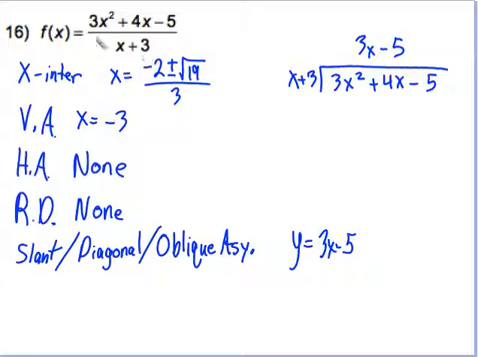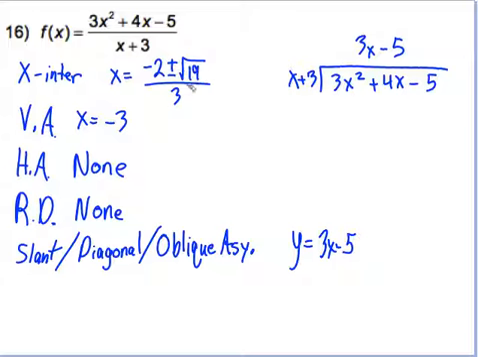Okay, notice in this equation we don't have a horizontal asymptote and we don't have removable discontinuity. But we do have a vertical asymptote at -3. We just set this equal to 0 and got -3. And then we set this equal to 0 and solve for x.